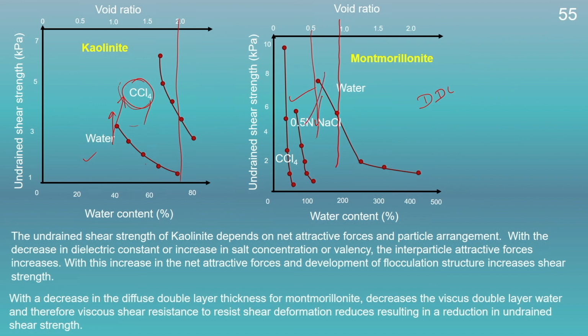Therefore, we can see here, with a decrease in the dielectric constant from water to CCl4, the diffuse double layer thickness gets reduced. Therefore, the viscous water present in the soil also gets reduced. So, the viscous resistance to resist the shear deformation will reduce, which results in a reduction in the undrained shear strength of the montmorillonite particles. Therefore, the behavior of kaolinite and montmorillonite particles due to a reduction in the dielectric constant is quite the reverse.